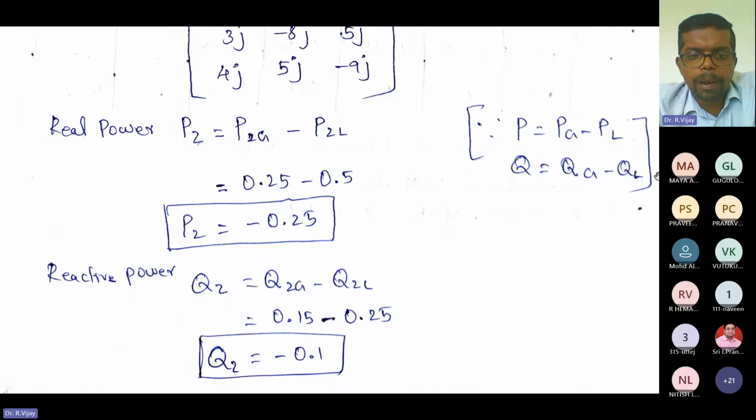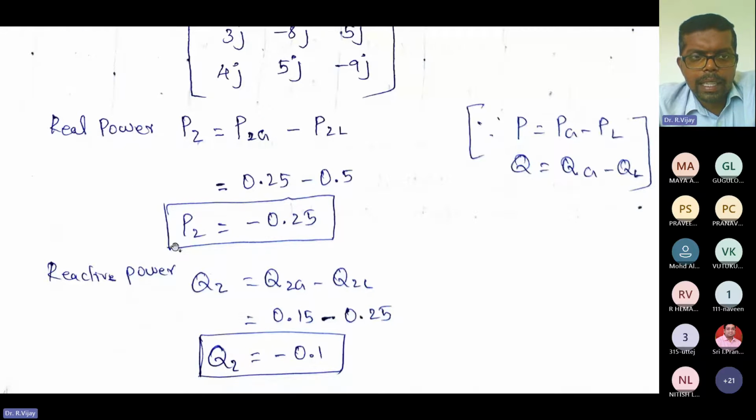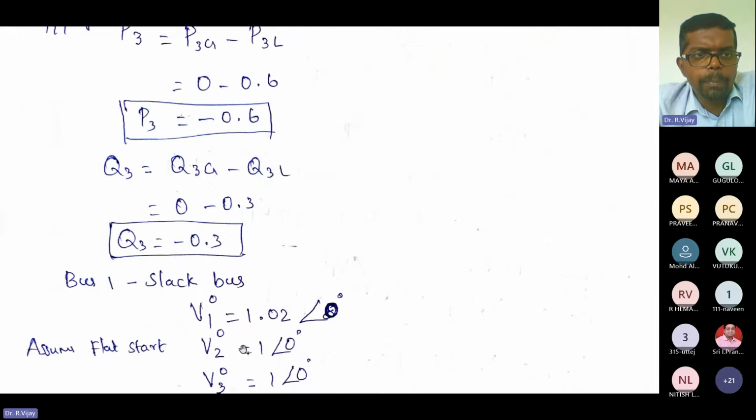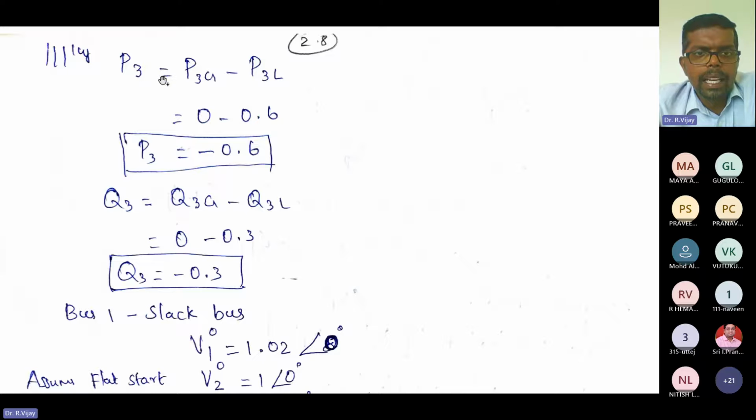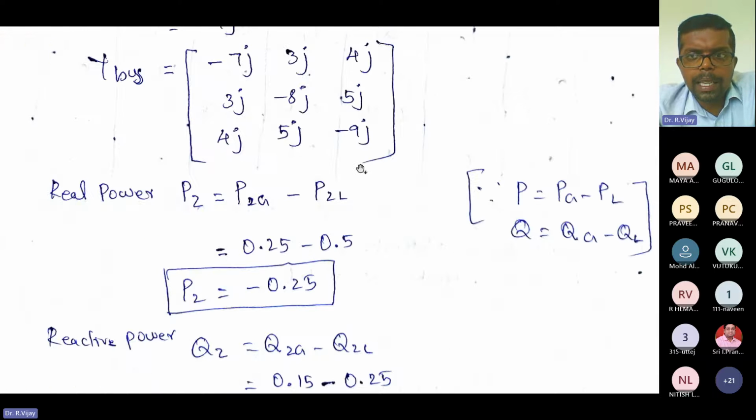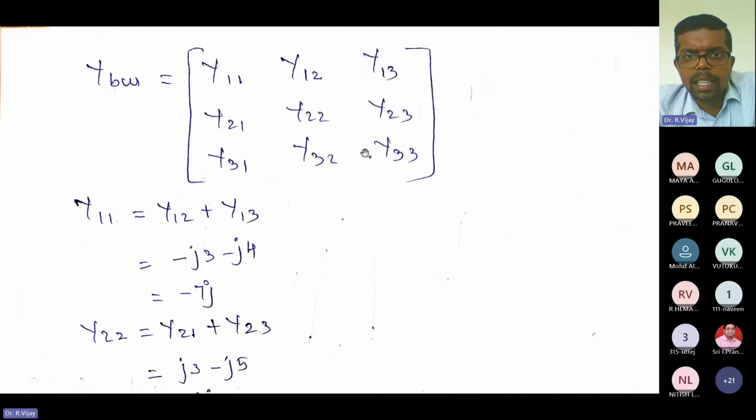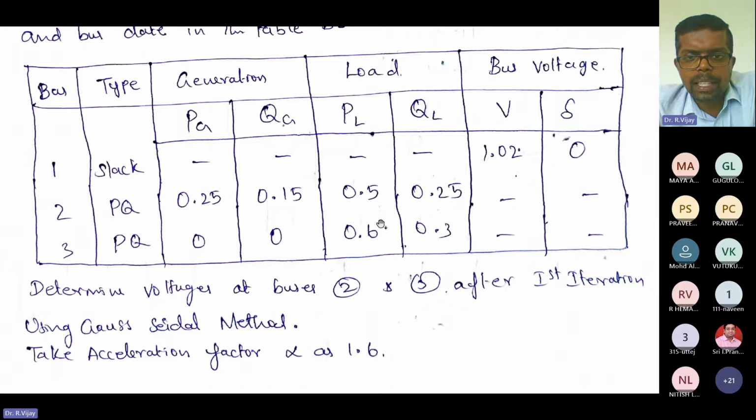Similarly, reactive power Q is equal to QG minus QL. So here after calculating 0.15 minus 0.25, you get the answer as minus 0.1. That is the real power and reactive power. Next, P3, that is the third bus. Third bus is also mentioned here. So P3G minus P3L. This is all mentioned in the problem only.